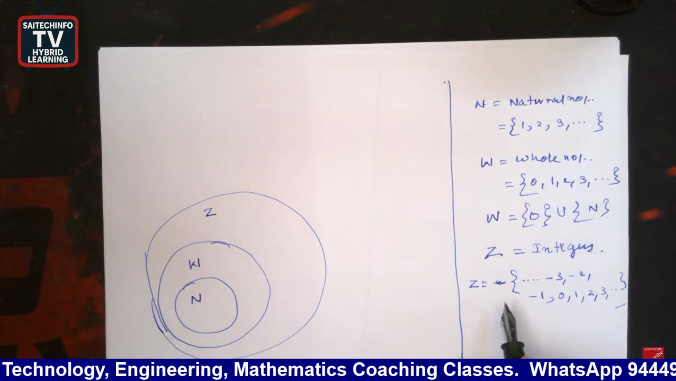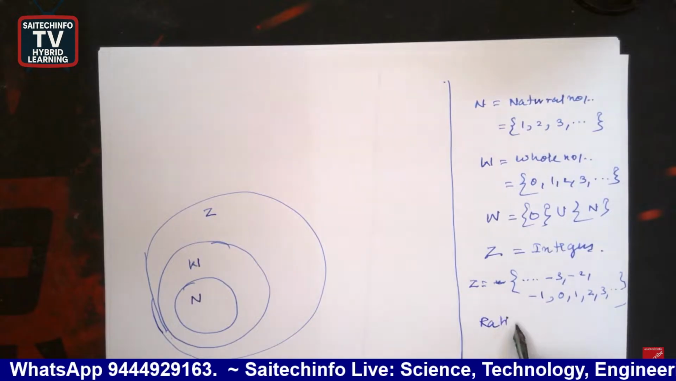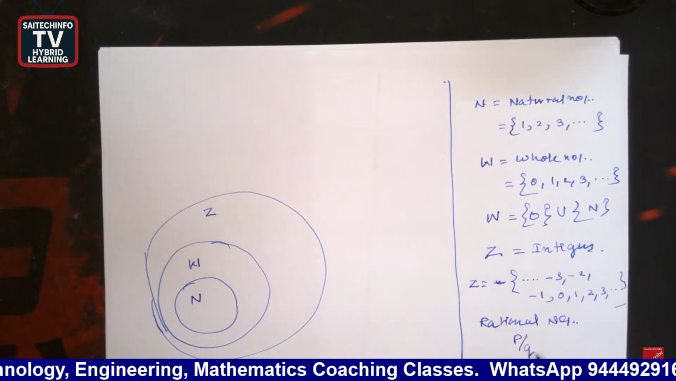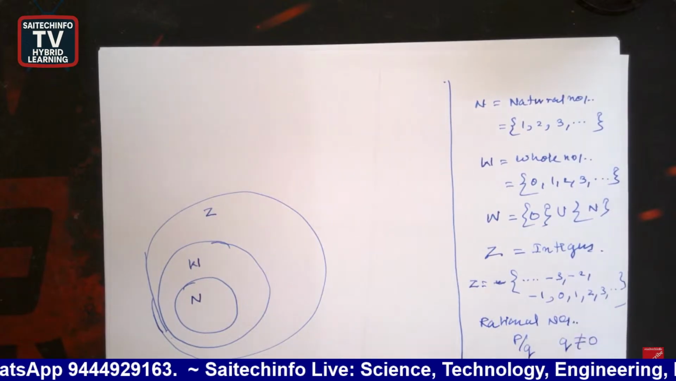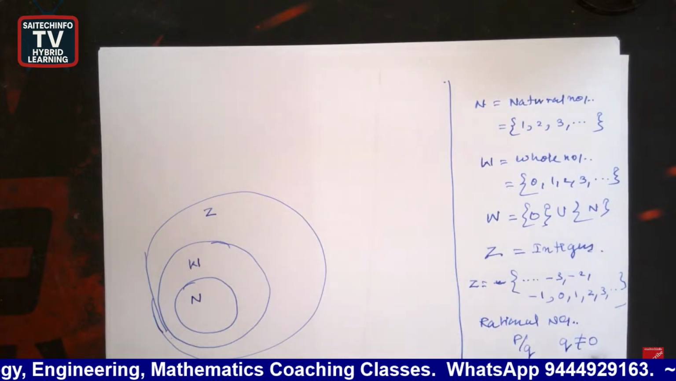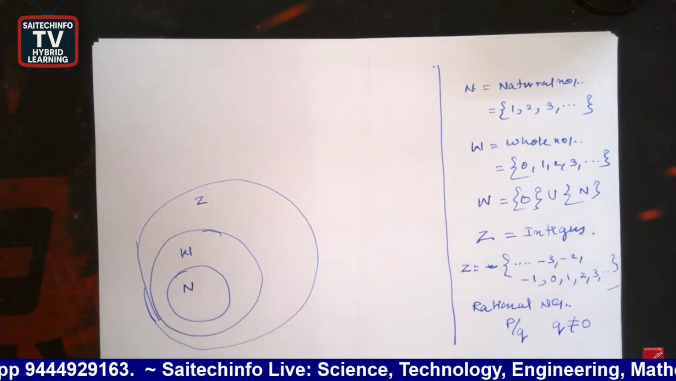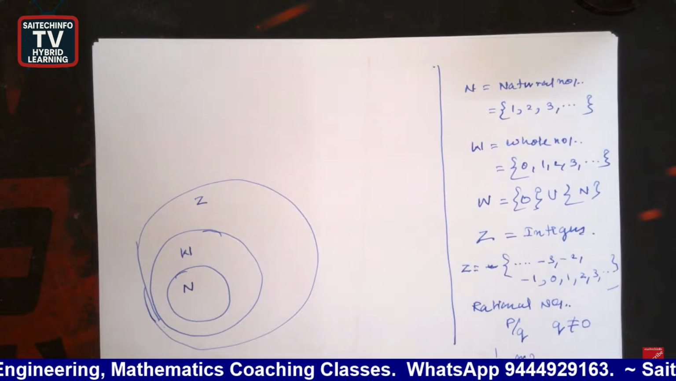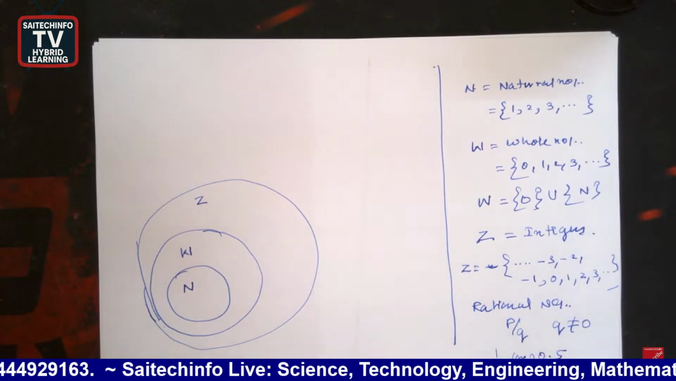And the rational number is represented by P by Q form, where Q is not equal to 0. Otherwise it cannot be determined. Any number divided by 0 cannot be determined. So Q is not equal to 0. So it can be a rational number either in the decimal form or in the fraction form. For example, it can be 1 by 2 or it can be represented as 0.5 as a decimal. So all fractions are included here.